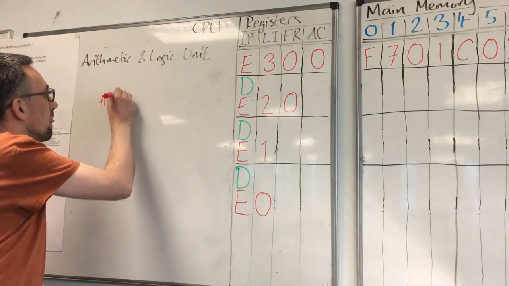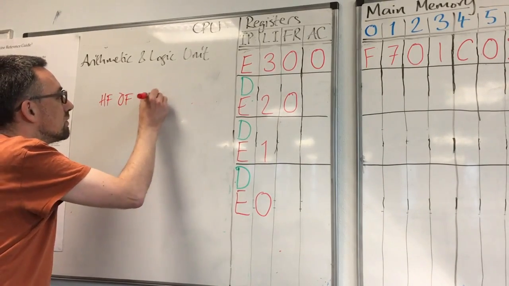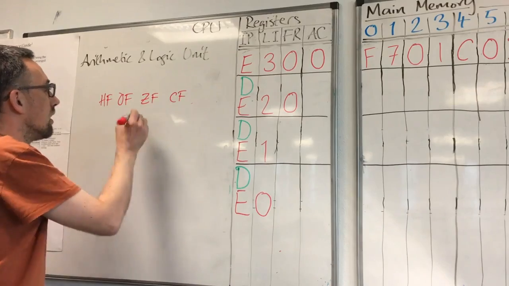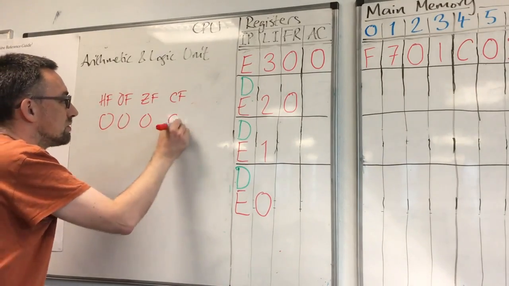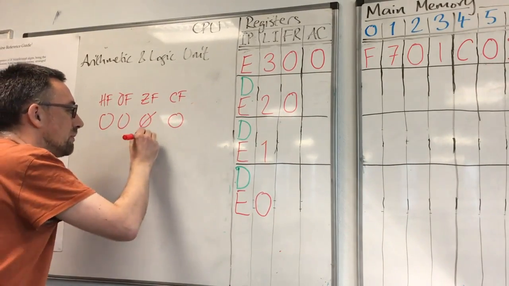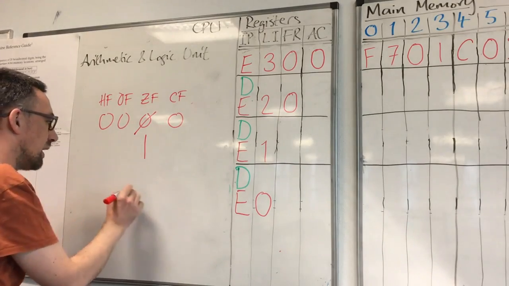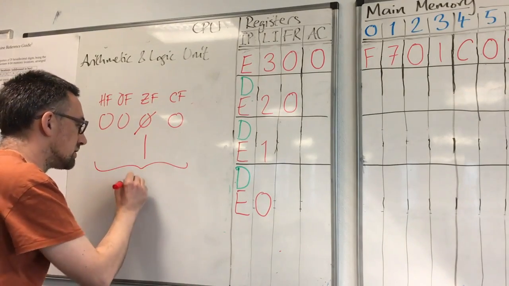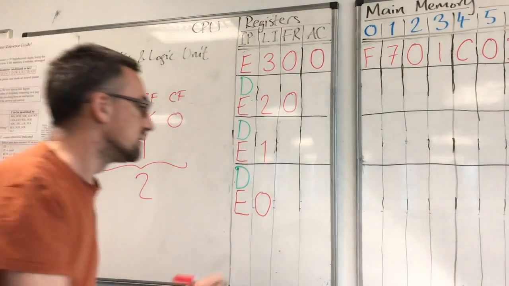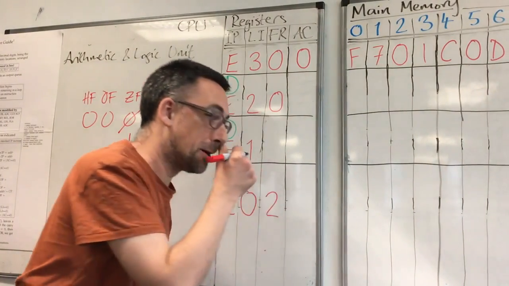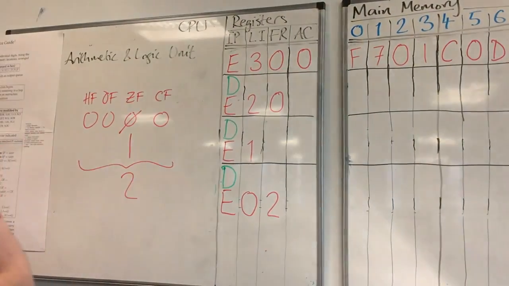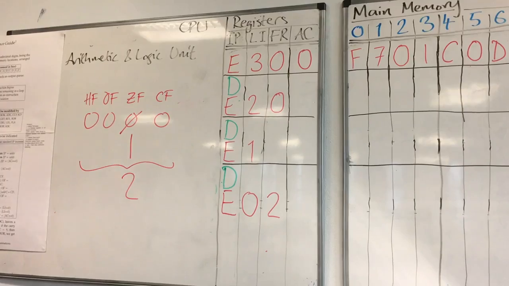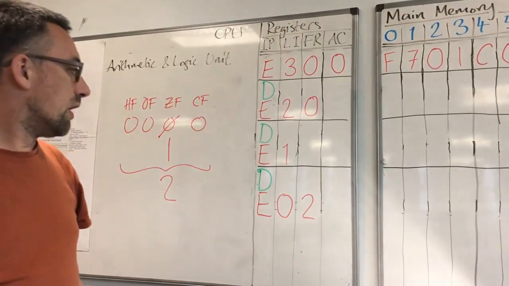Halt flag, overflow flag, 0 flag, carry flag. We have 0, 0, 0, 0 here at the moment, but if we make that a 1, we'll end up with the flag register being 2. So the flag register becomes 2. That's the end of the cycle. Let's go round again.